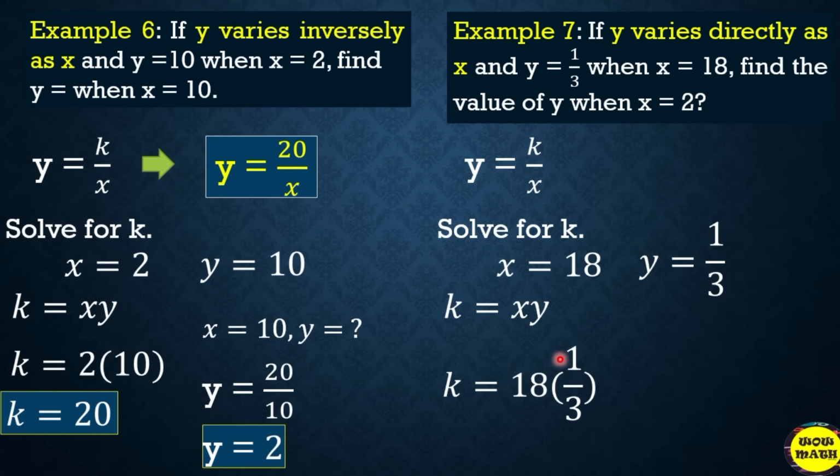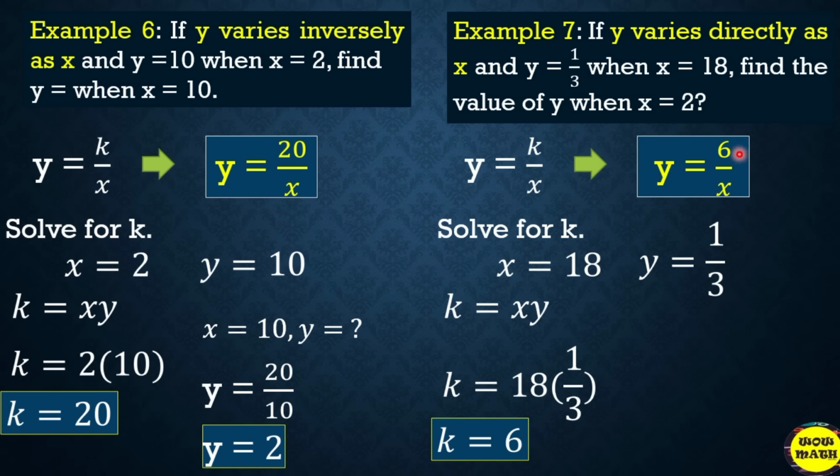So 18 times 1/3, that is 6. Paano nangyari yon? 18 times 1, that is 18. Divide by 3, the answer is 6. So, ibig sabihin, yung constant natin ay 6. Balik tayo dito para makuha natin yung equation. That is y is equal to 6 over x. Ngayon, since meron na tayong equation class, madali na lang kunin yung value ng y kapag ang x daw natin ay 2.